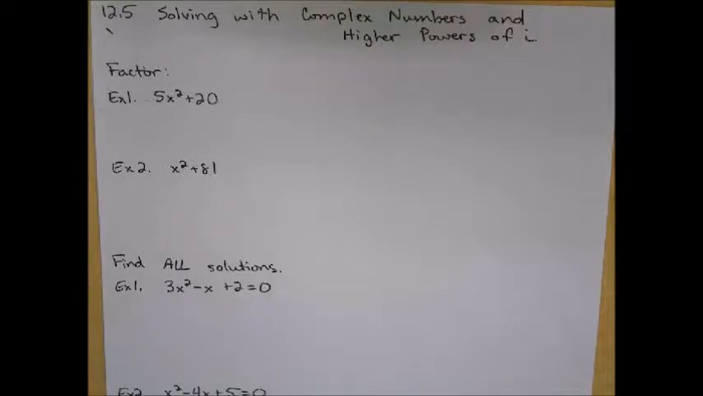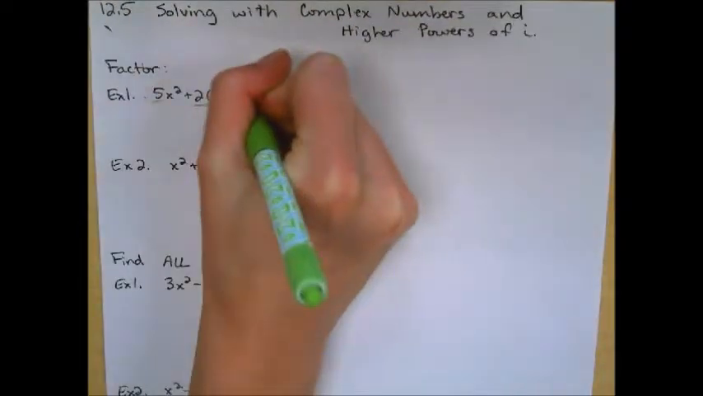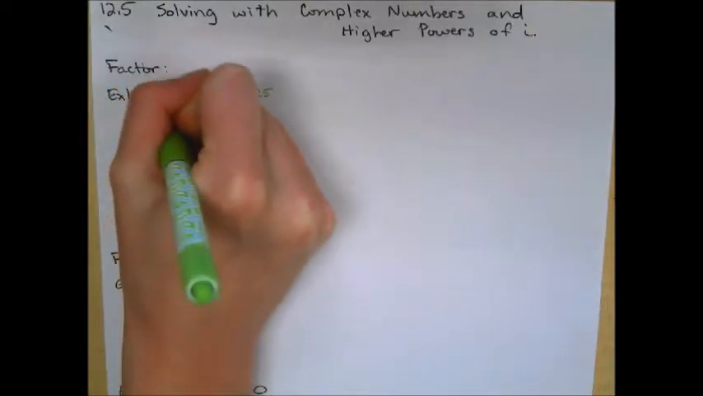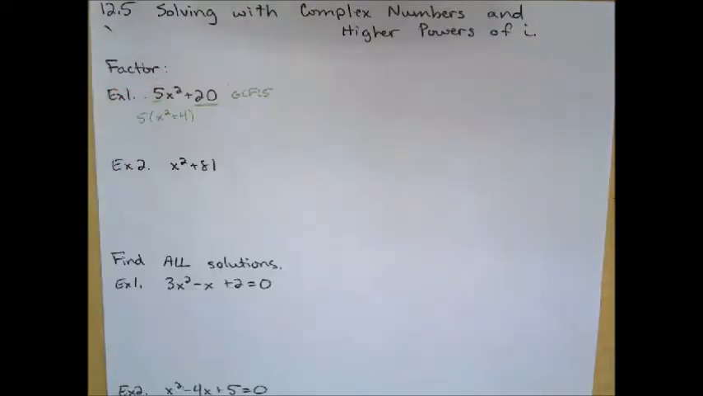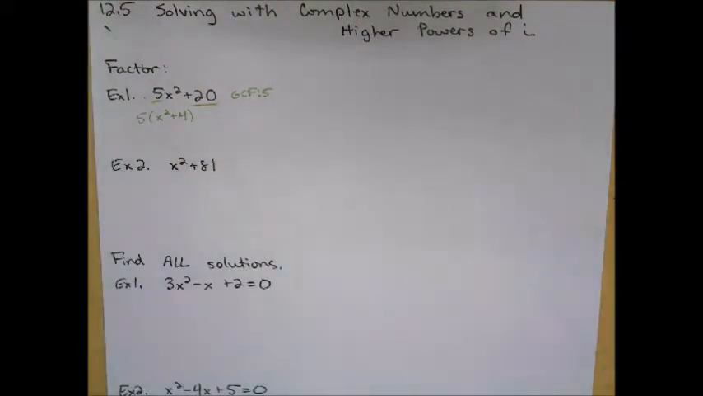The first thing we notice is that both of these numbers are divisible by 5. So we have a GCF of 5 and can take out a 5, and I get x squared plus 4. Now, if I look at this x squared plus 4, we can think of a difference of squares.